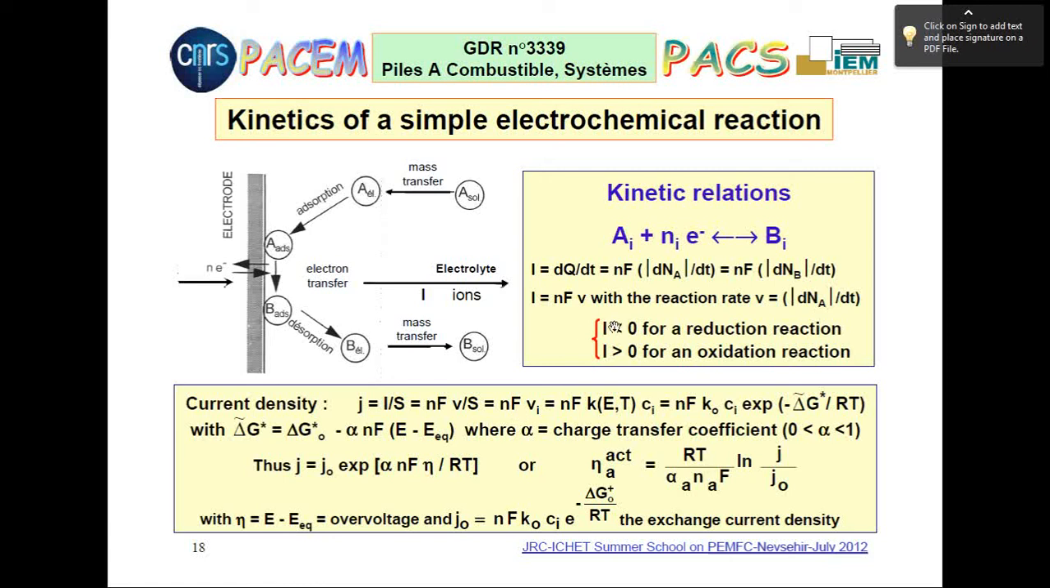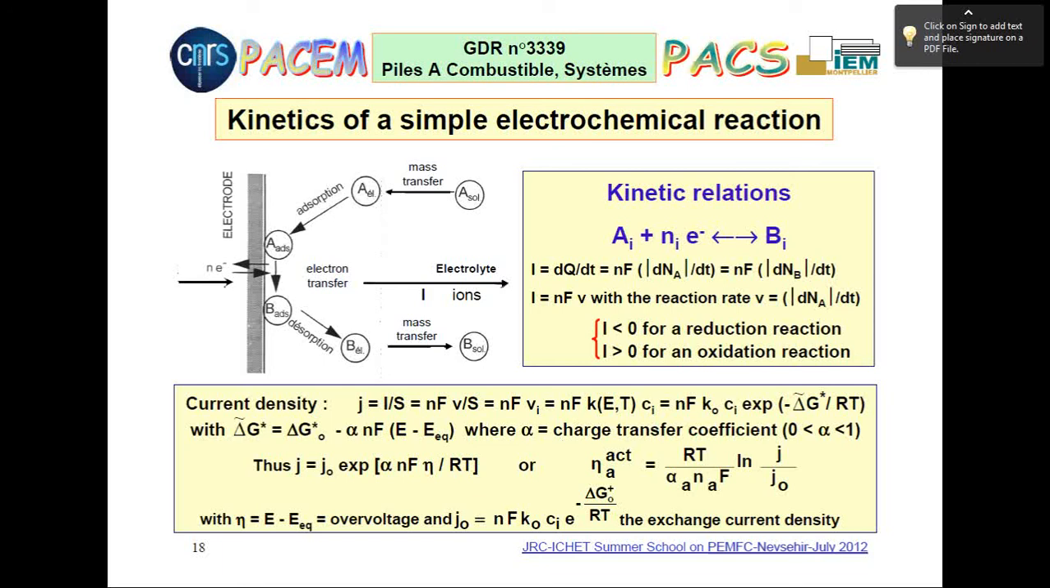And by definition, if you have a reduction, meaning gain of electrons, the current or the current density or intensity are negative. For an oxidation reaction, you lose electrons, you have positive current. That's a definition. The definition is the same as you put electron negative and proton positive. You can do the reverse. You say protons are negative, electrons are positive. So it's a convention.